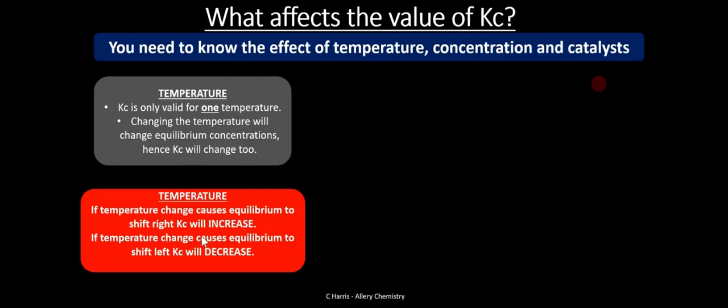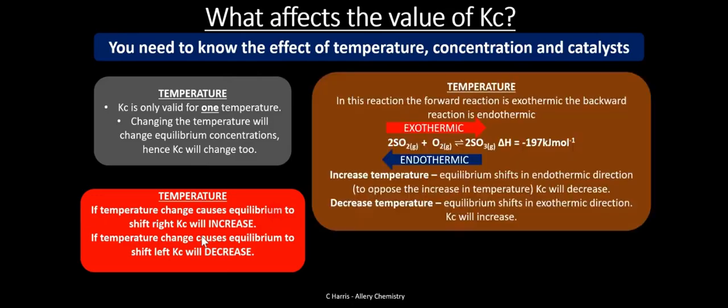If the temperature change causes the equilibrium to shift to the left, then Kc will decrease, meaning that you form less of the product. So like I said, generally you need a higher Kc value for such processes as your Haber process or your contact process.